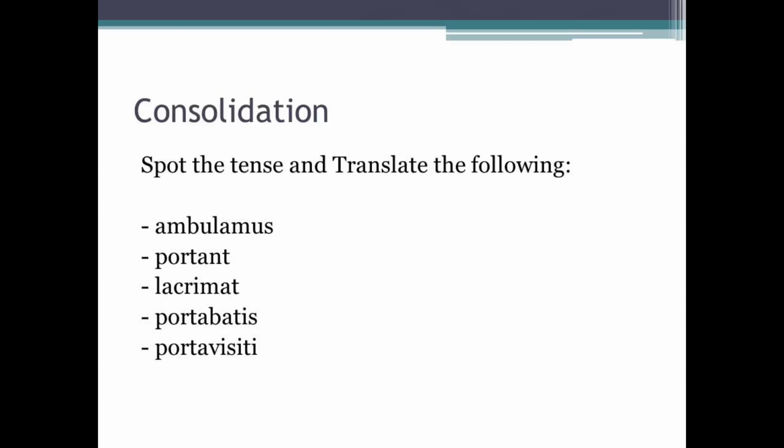So I promise you this is the final slide before we move on. Just to consolidate, I would like you to have a go at translating the following verbs. Consider their meaning, the personal ending and the tense. So pause the video and have a go at translating accurately the following words.